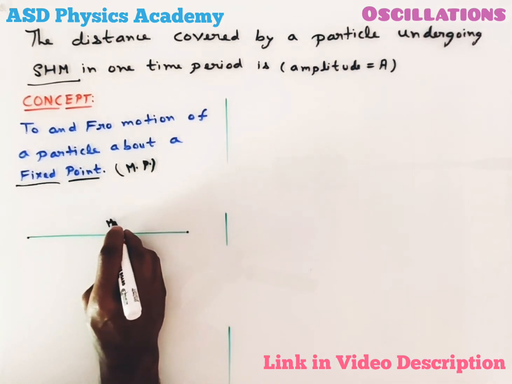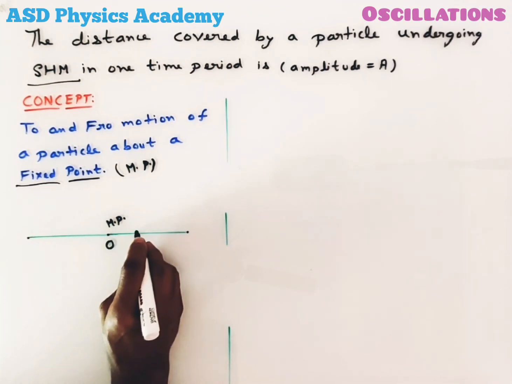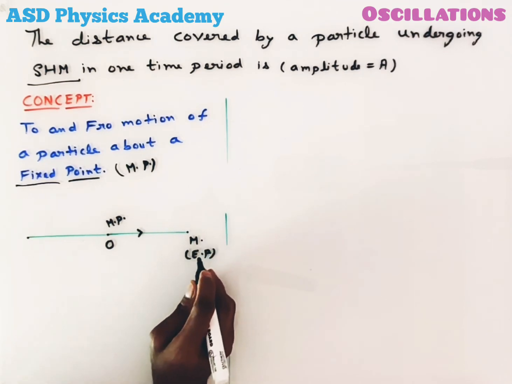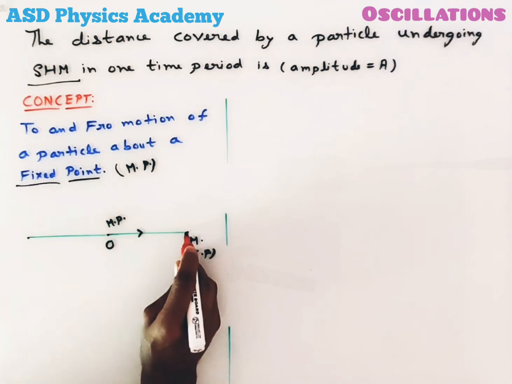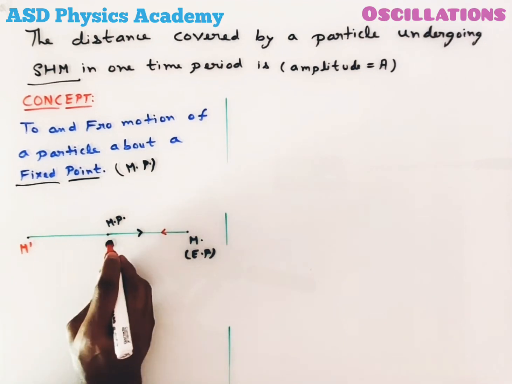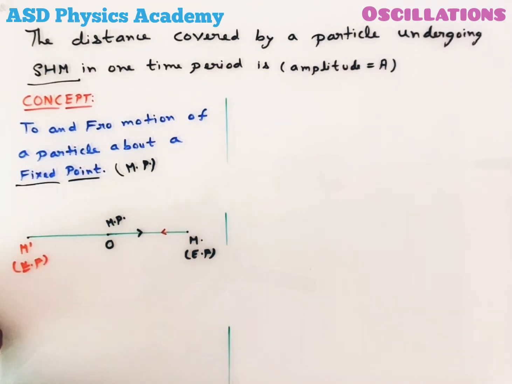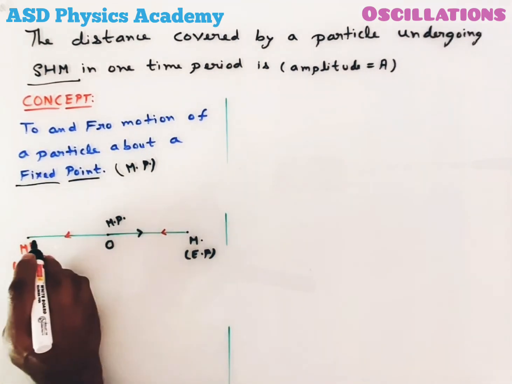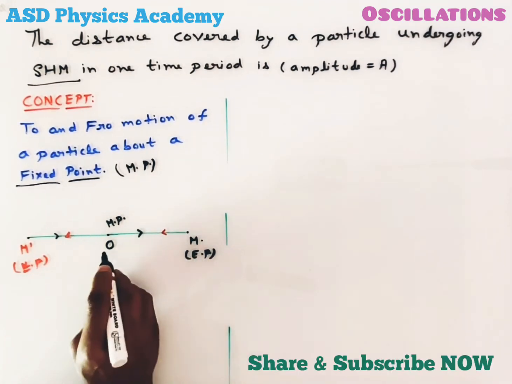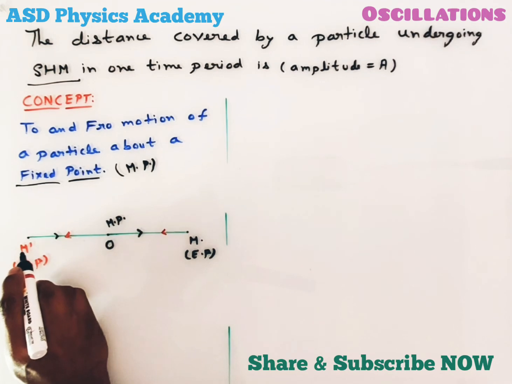Let's take an example. A particle starts its journey from mean position, let's take from point O, and it moves towards point M. This point M is called extreme position. After reaching point M, the particle changes its direction and moves towards point M dash through the point O. This point M dash is also called extreme position. And after reaching point M dash, again the particle changes its direction and again moves towards point M through the point O. And in that way the particle keeps on oscillating between point M and M dash.